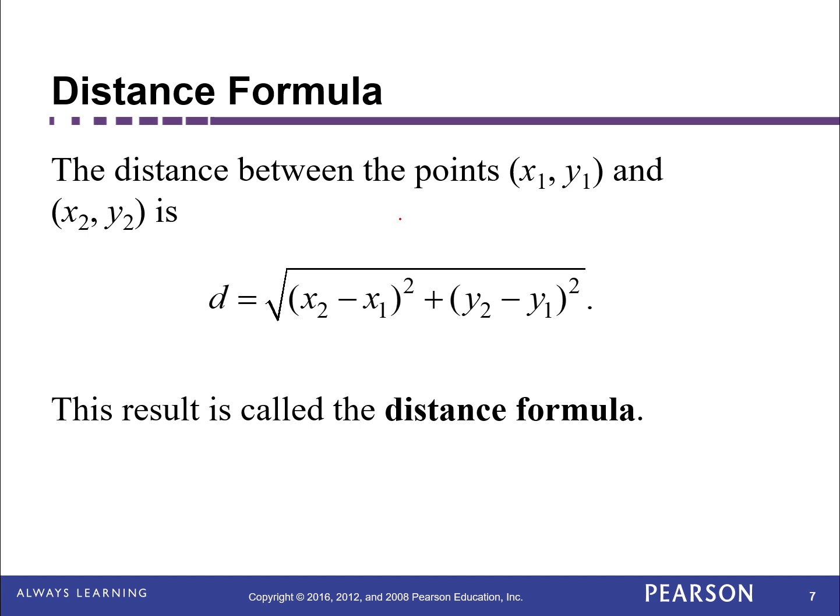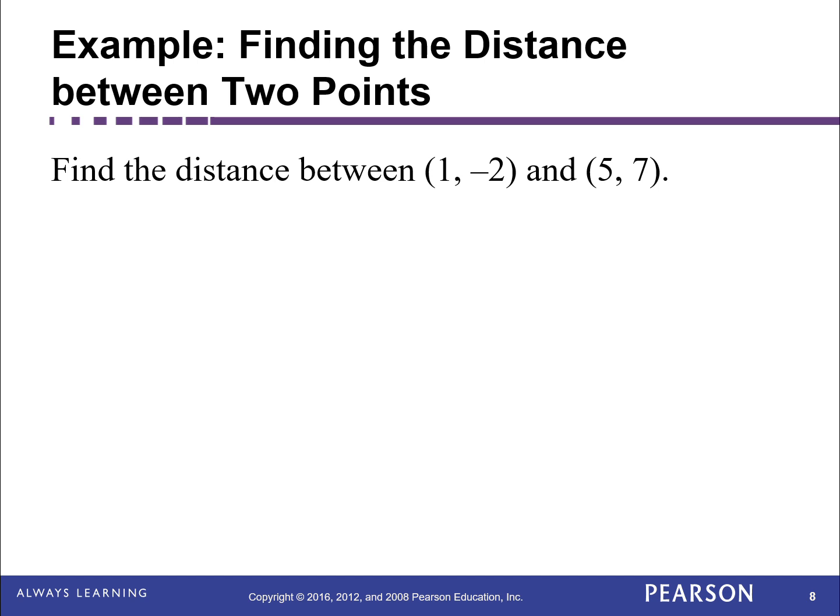All right, let's look at the distance formula. The distance between the points (x1, y1) and (x2, y2) is the square root of (x2 minus x1) squared plus (y2 minus y1) squared. This is known as the distance formula. Okay, so let's find the distance between (1, -2) and (5, 7).